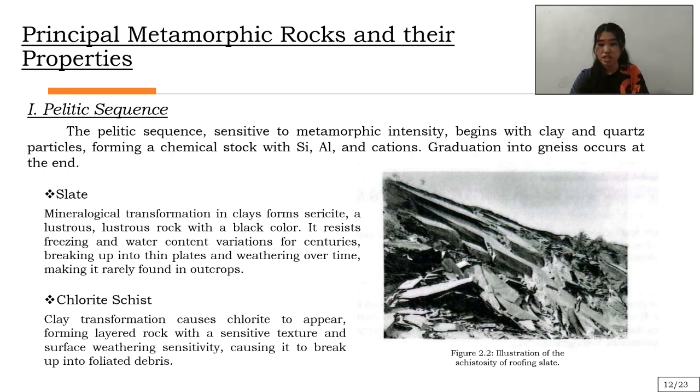Next is chlorite schist. Clay transformation causes chlorite to appear, forming a layered rock with sensitive texture and surface weathering sensitivity, causing it to break up into foliated debris. In simpler terms, this rock formed from the metamorphism of clays contains chlorite and has a layered texture. It is prone to breaking into small pieces when exposed to weathering, highlighting its sensitivity to environmental conditions.